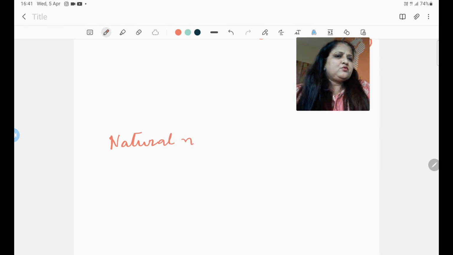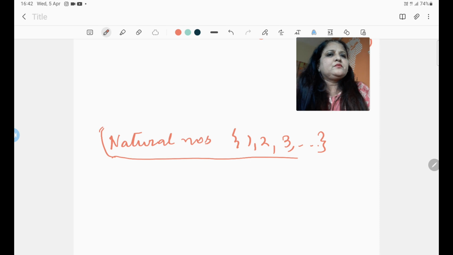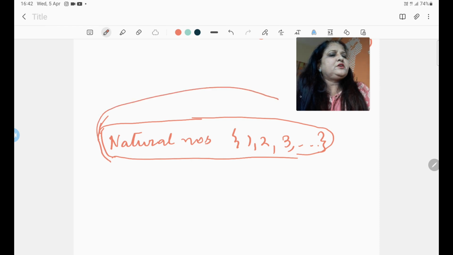Natural numbers are what? Natural numbers consist of 1, 2, 3, and so on, which continues till infinity. Natural numbers are contained inside the whole numbers too. Whole numbers include all the natural numbers plus 0.